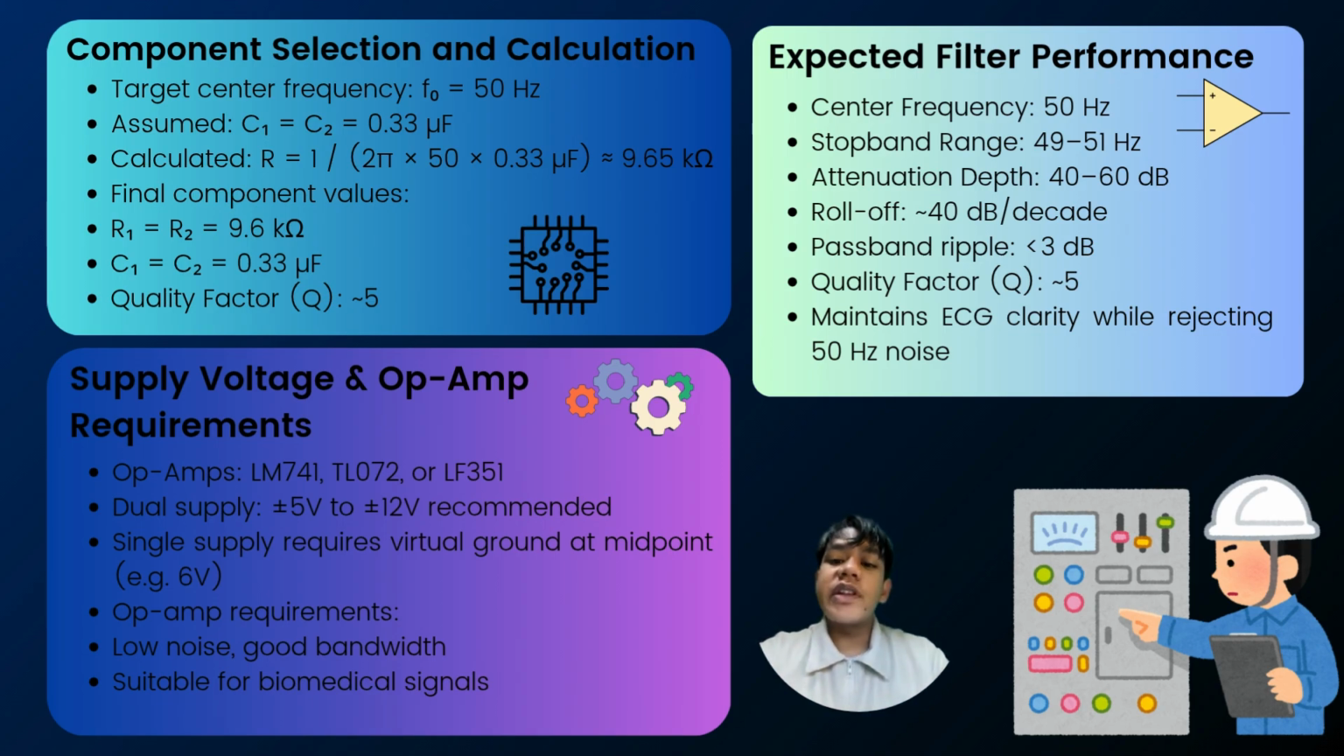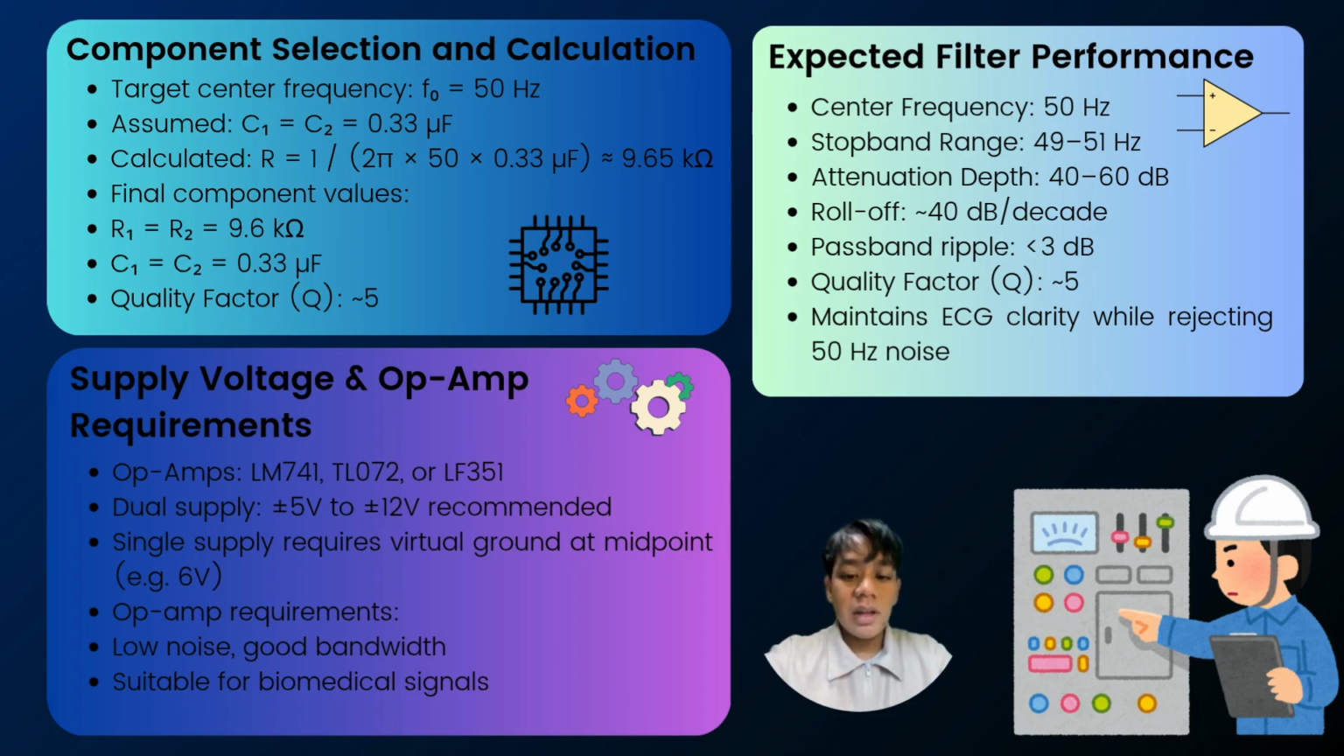Alright, next for the component selection and calculation. The target frequency F0 is 50 Hz, and we assume C1 and C2 are 0.33 microfarad. We calculate R using 1/(2πRC), which gives R as 9.65 kilo ohm. For the final values of the components, R1 equals R2, which is 9.6 kilo ohm, and C1 equals C2, which is 0.33 microfarad, and the quality factor is 5.